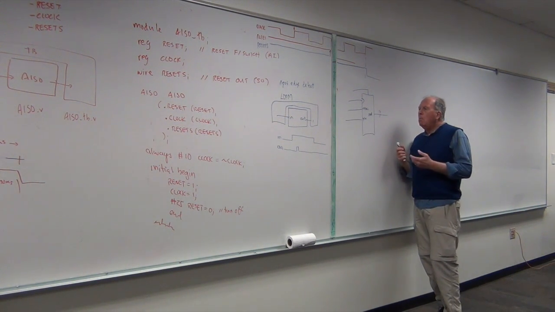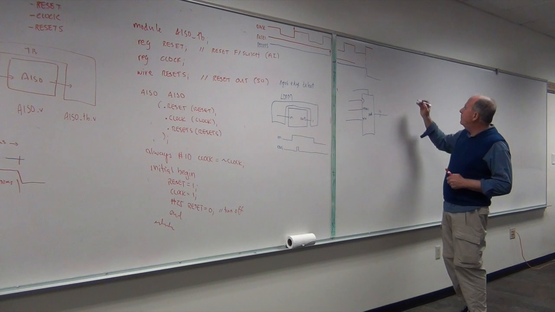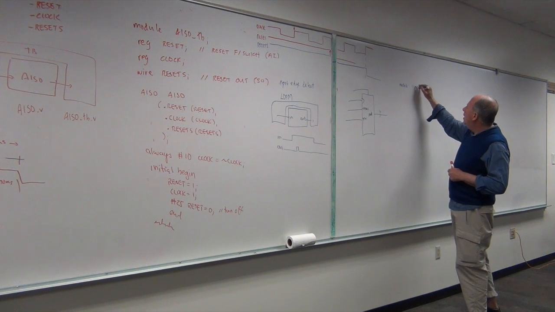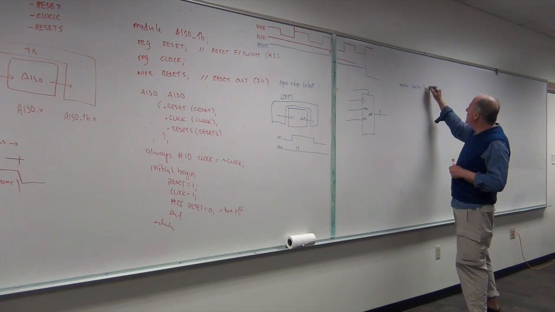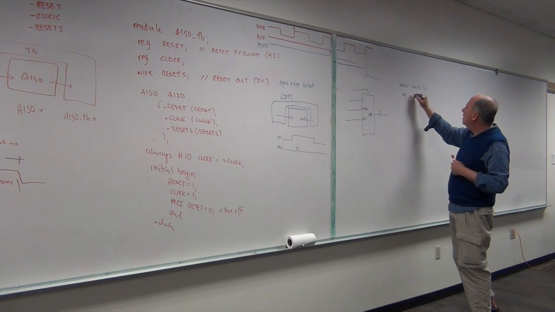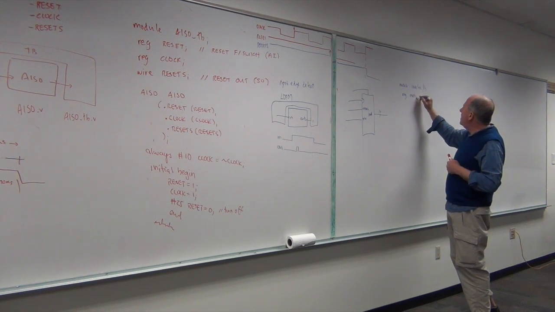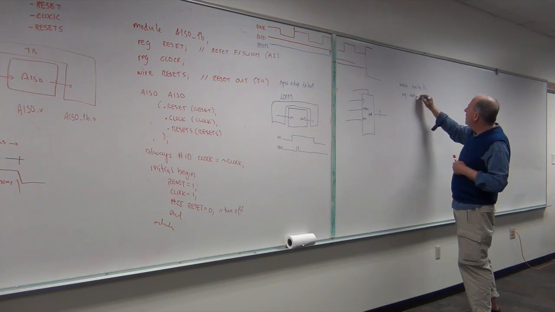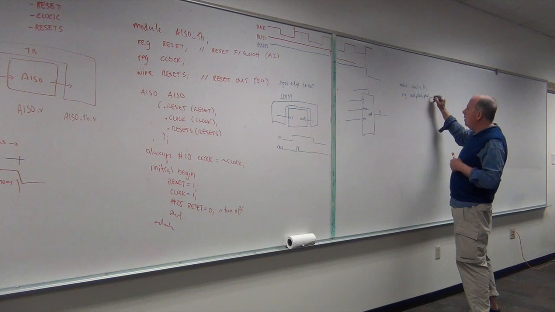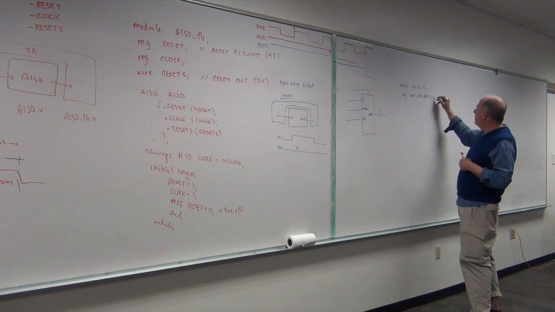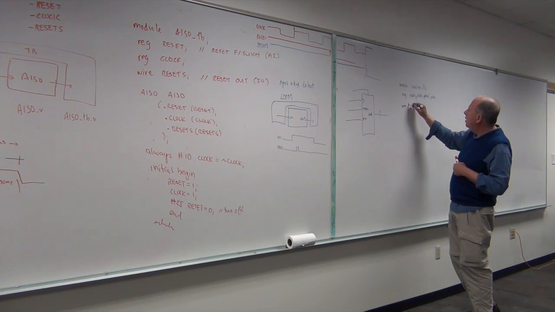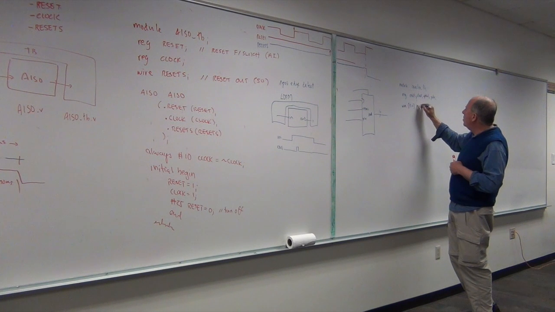So let me just write it to be fair. So we'll say module counter_tb. reg reset, comma, clock, up high down low, pulse. Wire [15:0] count.